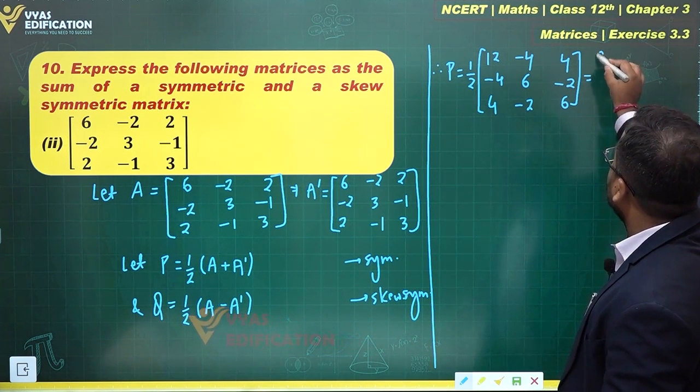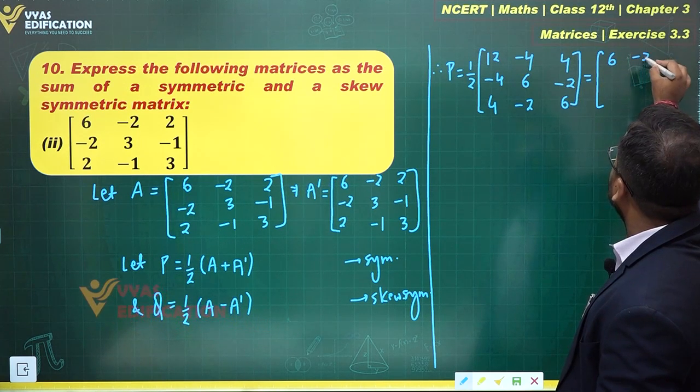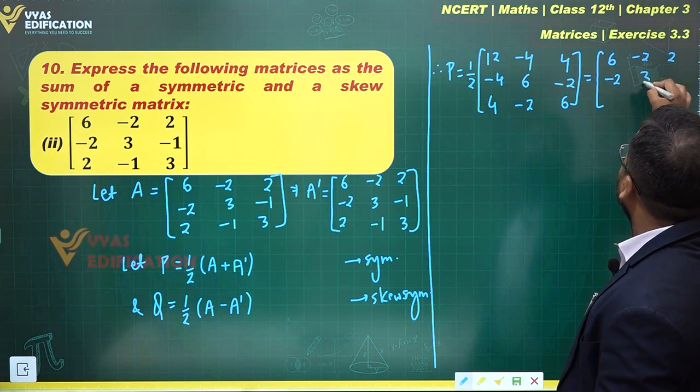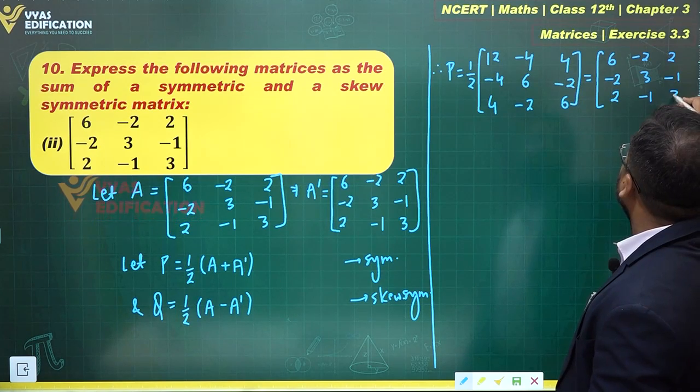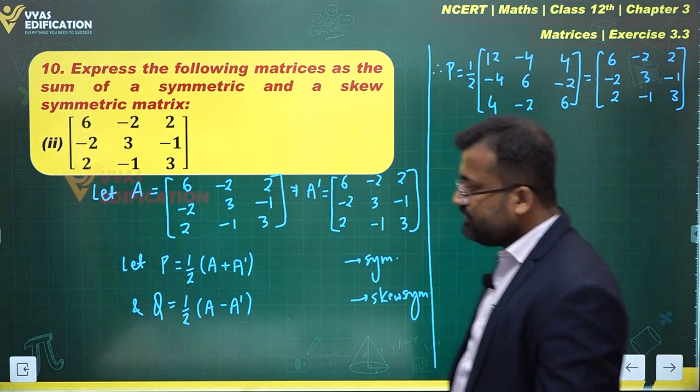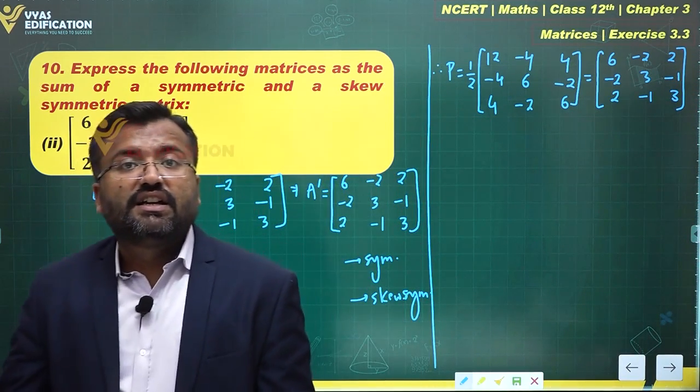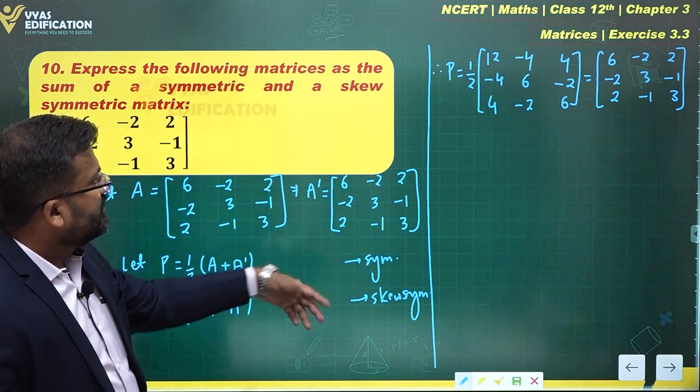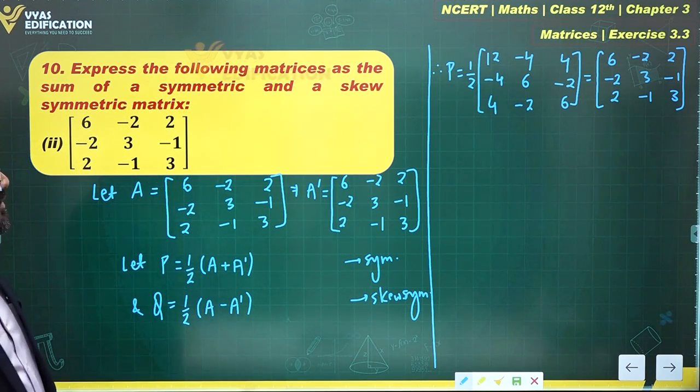This becomes equal to what? This becomes equal to 6, minus 2, 2, minus 2, 3, minus 1, 2, minus 1, 3. This is what I have. This is the symmetric matrix that you obtained, because the original question is also a symmetric matrix. So this is the symmetric matrix, same as A.